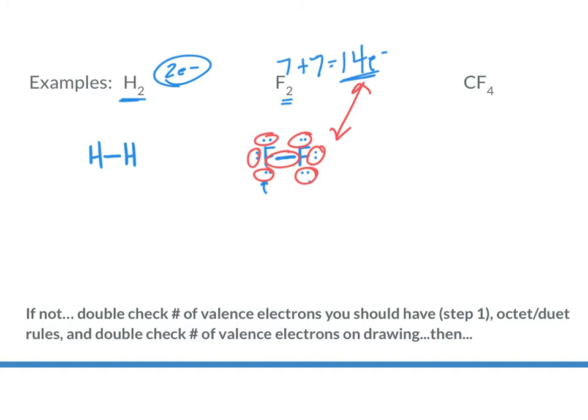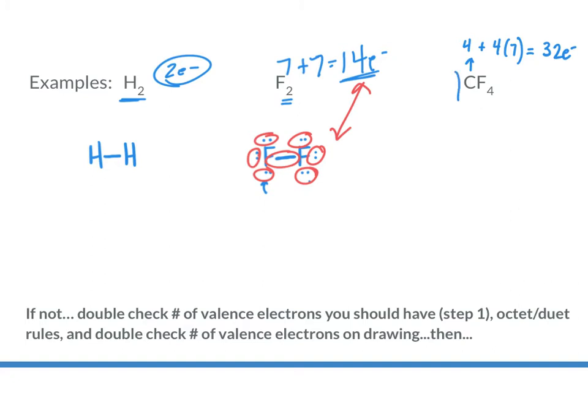All right, CF4, so now we have a couple different elements. So first thing I'm going to do is add up my electrons, my valence electrons that I should have. So my carbon is going to have 4, and then I have 4 fluorines, which each have 7. So 4 times 7 is 28, 29, 30, 31, 32. So I'm going to have 32 electrons in this drawing.